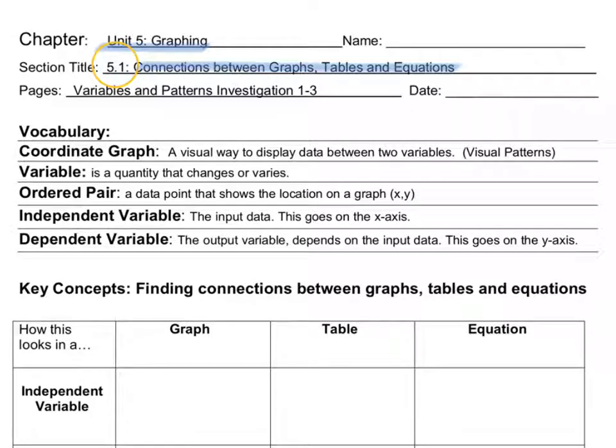And this is our first piece of the connections. So when we work through this, we're going to be looking at the variables and patterns packets that we've been using for investigation numbers 1, 2, and 3. And the vocabulary sheet that we've already kind of organized, the coordinate graph, so a visual way to display two variables. This is very much the visual pattern.